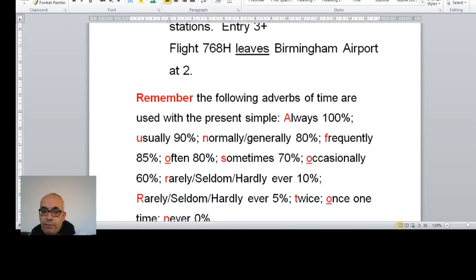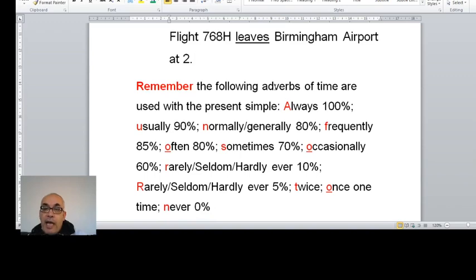Next one, remember, the following adverbs of time are used with the present simple. So you've got always, which is 100%, usually, which is 90%. Of course, this is my own explanation. If I say 90, it doesn't mean exactly 90, but just to help you with the explanation, I say 90%. If you say 91, no problem, 92. All I am trying to say is that usually is weaker than always. And the same for the other times. So always is 100%.